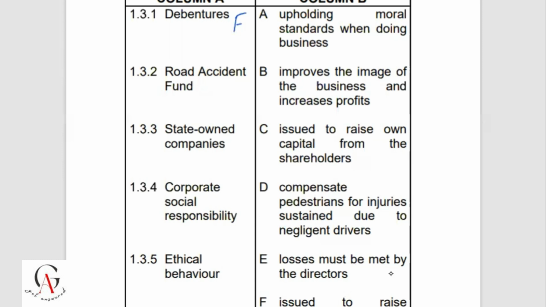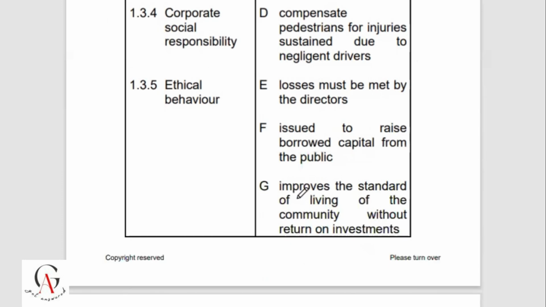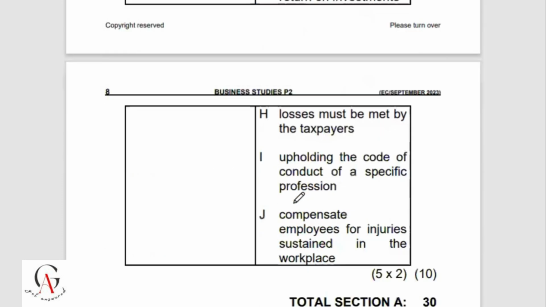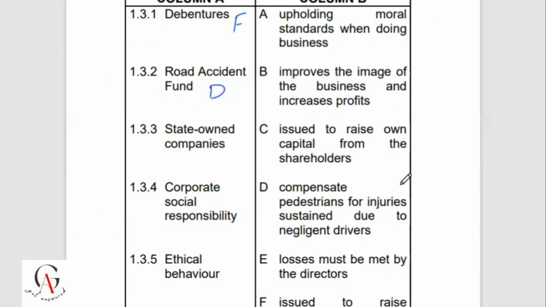So now let's check 1.3.2, where we have compensate pedestrians for injuries sustained due to negligent drivers. So our appropriate answer in this regard is D. So 1.3.3, state-owned enterprises, our appropriate answer is going to be H, where losses must be made by the taxpayers. So in this regard our appropriate match is H.